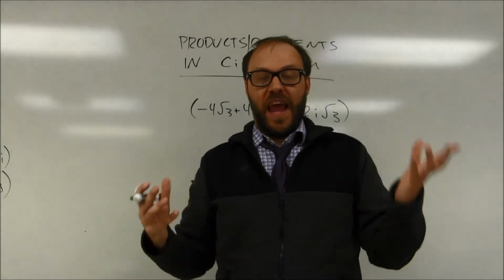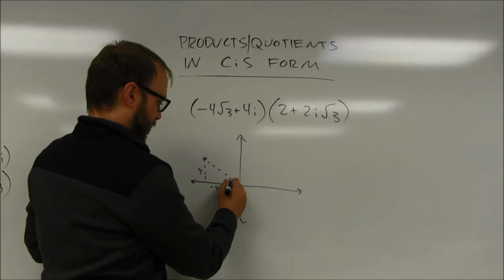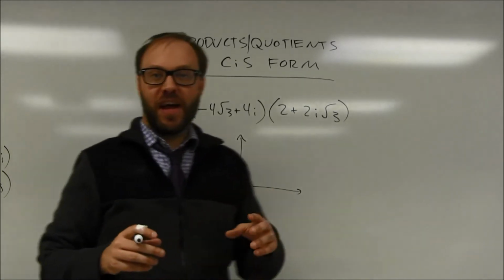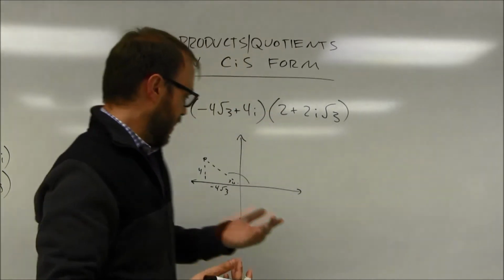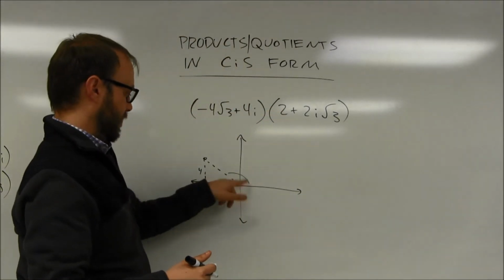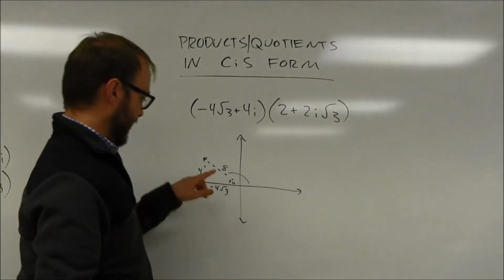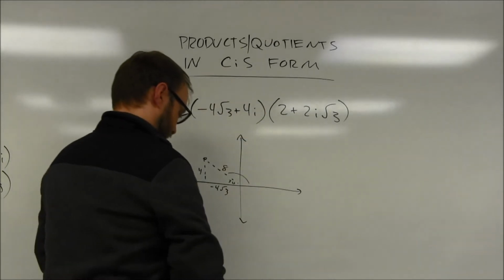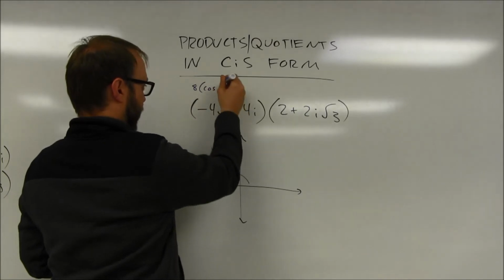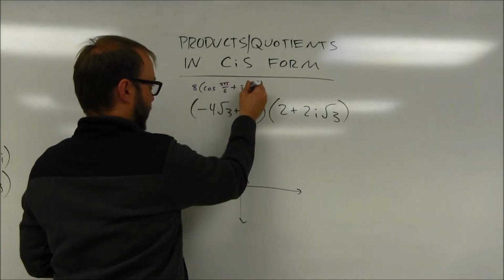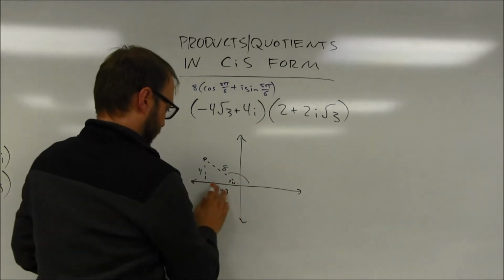It doesn't have to be angles that you can recognize, but in this case it's a 30-60-90 triangle. That's your 30-degree angle. Make sure you're not using your reference angle. Make sure you're using the actual angle. This is a 150-degree angle, or 5 pi over 6 if you're writing this in radian form. The magnitude there, the modulus, is 8. So this is the same thing as 8 cosine of 5 pi over 6 plus i sine of 5 pi over 6.